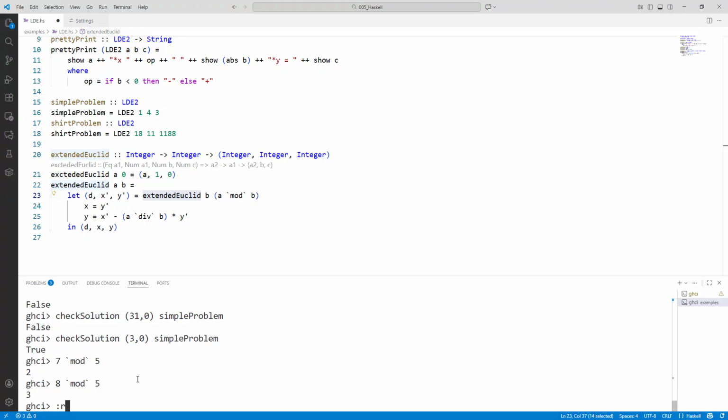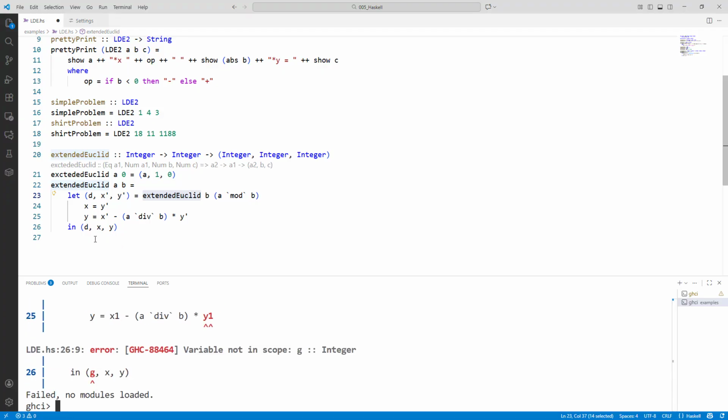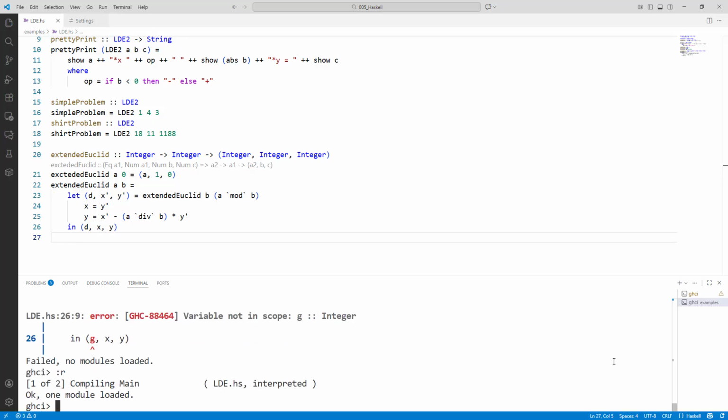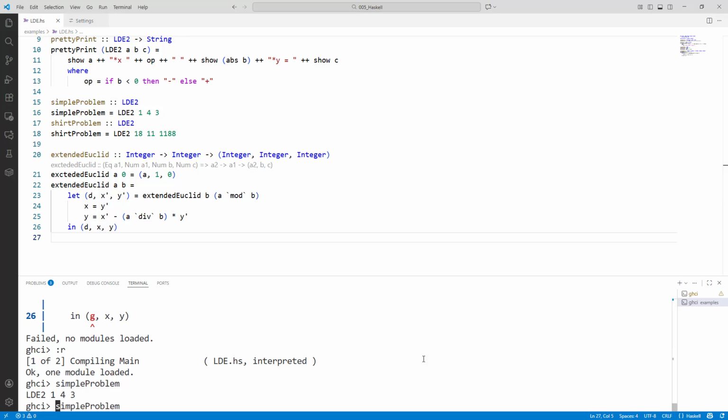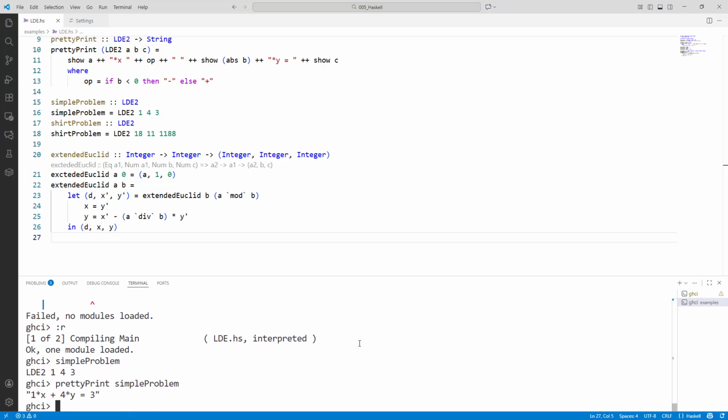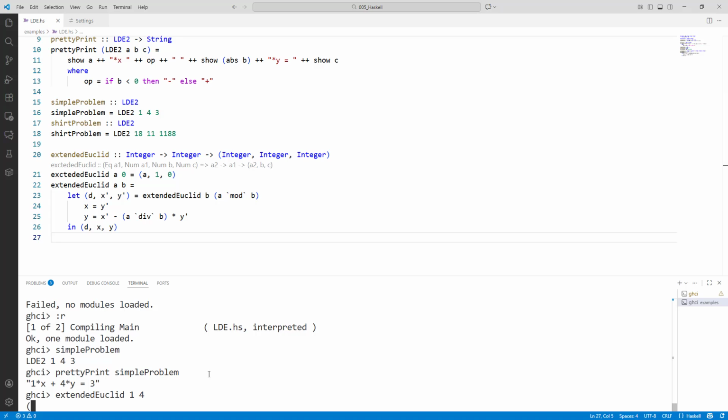And now it's probably a good idea to test it, reloading. Okay, it asks for some G. I haven't saved. Control S again, reloading, now it works. Okay, so let's try the simple problem. Let's see whether we have it. Print simple problem. Looks like this. Yep. And we need the GCD of A equals 1 and B equals 4. I guess it would be easy to see what the GCD is going to be even without this, but the idea is to see.